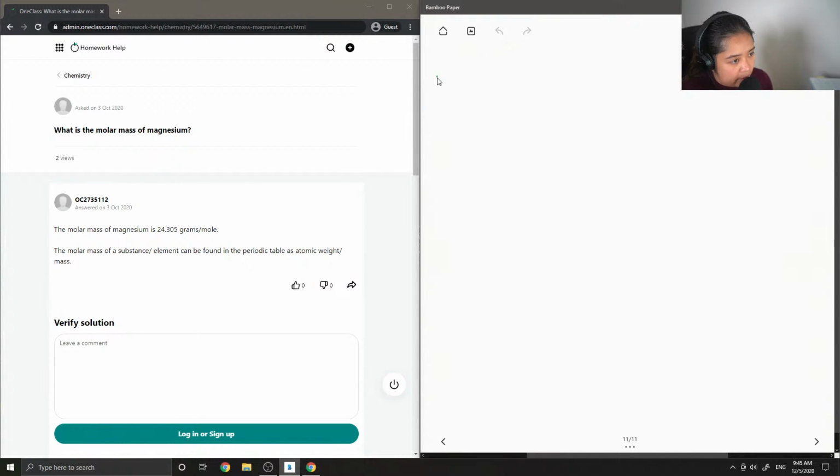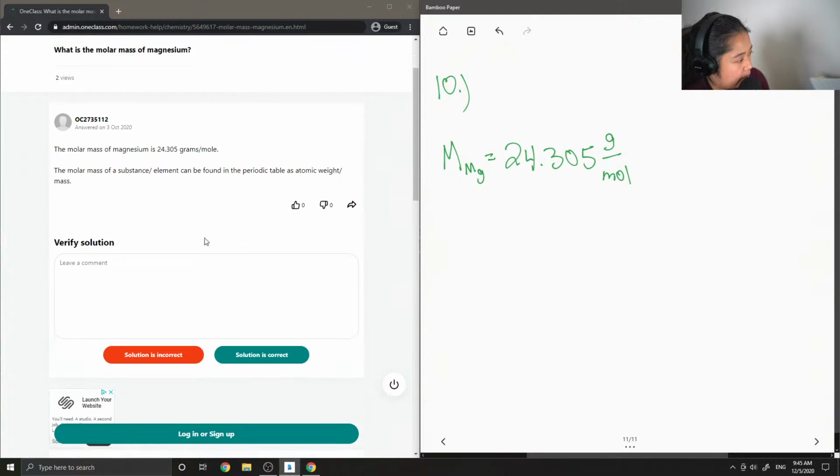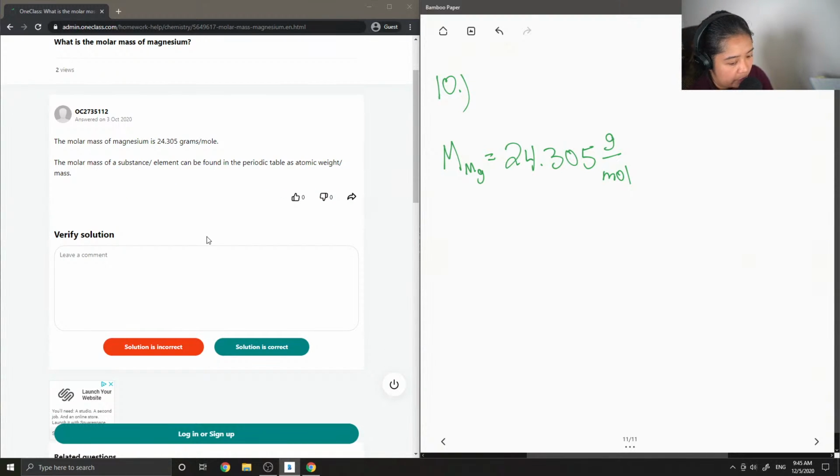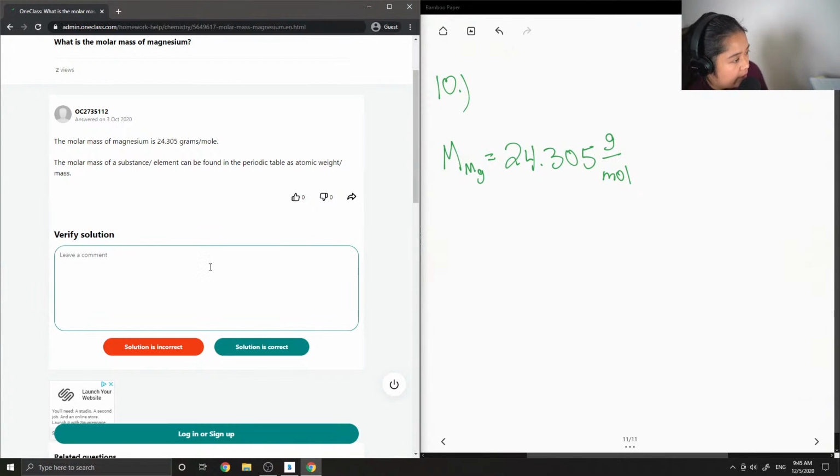Okay, so number 10 just asks for the molar mass of magnesium. It can just be found on the periodic table, which is equal to 24.305 grams per mole. And the junior tutor said the molar mass of magnesium is 24.305 grams per mole, which can be found in the periodic table as atomic weight or mass. So the solution is correct.